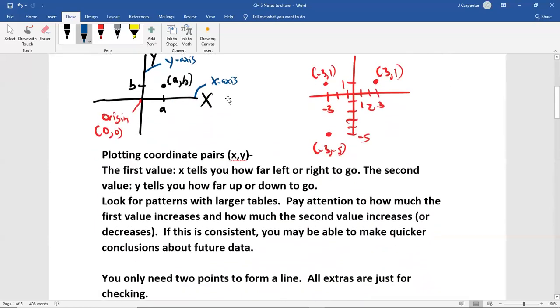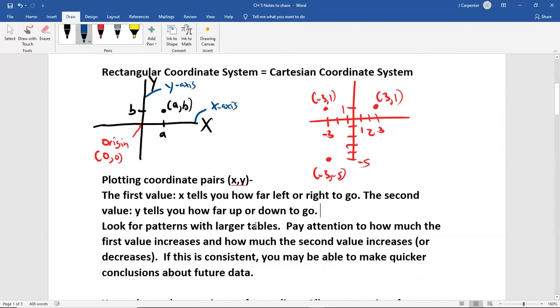So if we're looking at a table of values, to find that pattern, we can look at the table of values. Pay attention to how much the first value is increasing, and then how much the second value increases or decreases. If this remains consistent, you may be able to make quicker conclusions about future data. As I was just saying, you could prevent yourself from having to plug in an X value, do the math, and find the Y value. You might be able to say, oh, well, the next one go up 50, the next one go up 50, the next one go up 50.